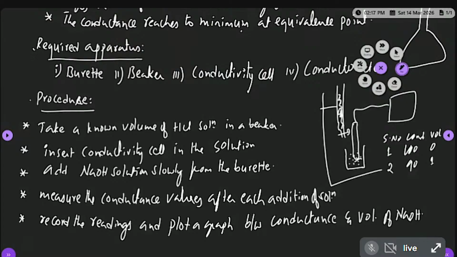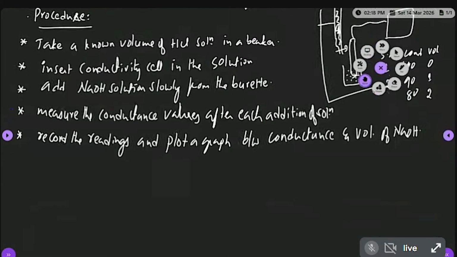Okay, and then again add 1 ml of NaOH. The conductance value, for example, 80. Like that, record the conductance values in the table and plot a graph between conductance values and volume of NaOH. Okay, so అలా చేసినప్పుడు మీకు ఒకటి కర్వ్ వస్తుంది. ఆ కర్వ్ ఎలా అనేది చెప్తాను.